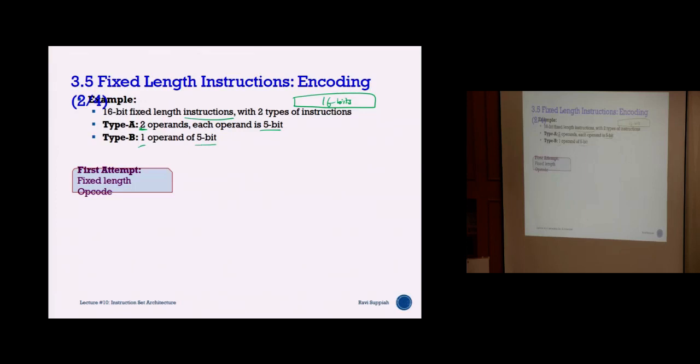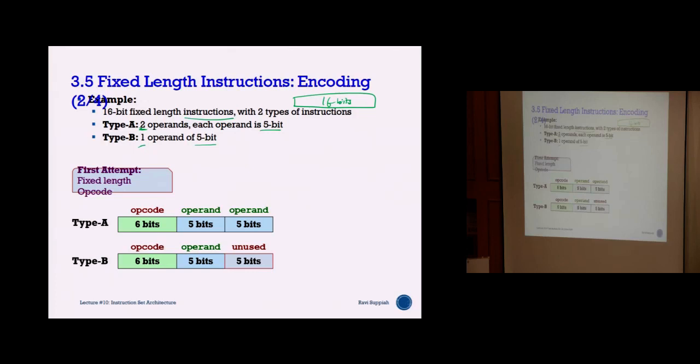So let's assume that I take the fixed length encoding scheme. Since I have type A, I need 5 bits for each operand, and I have two operands. So this 5 bits and this 5 bits will take up 10 bits, correct? Because in a type A instruction I have two operands. So 10 bits is already used up for type A to satisfy these two operands, and that means I only have 6 bits left for the opcode.